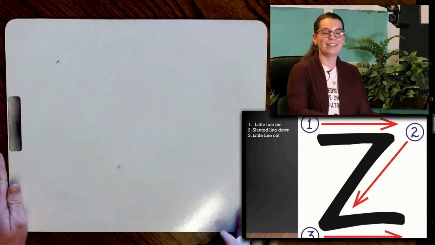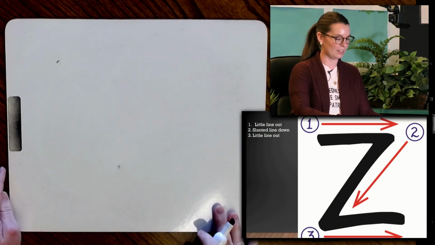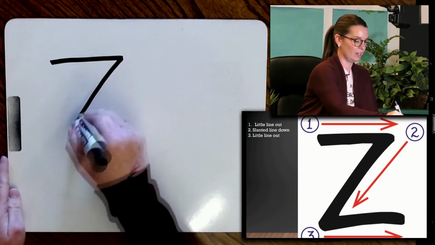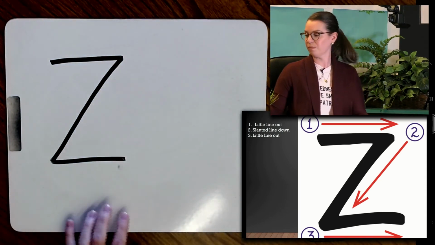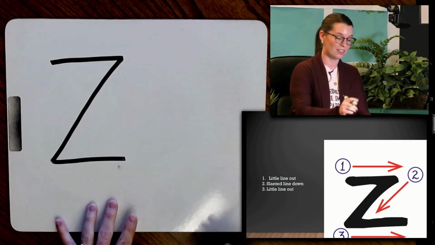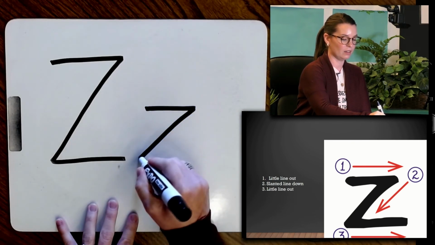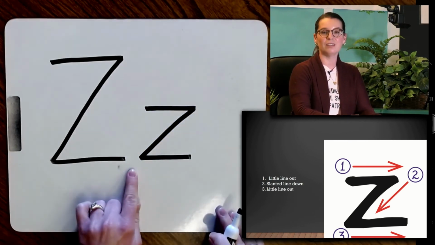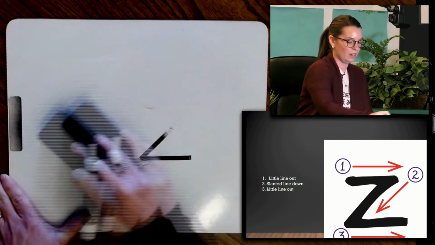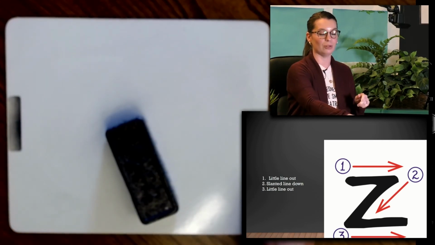Name this letter. Z. Sound this letter. Z. Let's write this letter. Pens up, line out, slanted line down, line out. You'll remember a lowercase z has the same shape. It's just a letter that is small. Pens out, little line out, slanted line down, line out. Name this letter. Z. Sound this letter. Z. Erase. Now make sure you get the cap on your marker so it's tight and so we can use it again tomorrow.